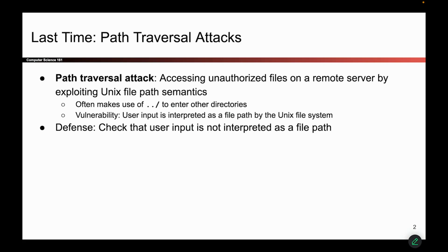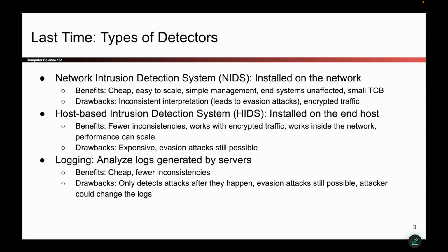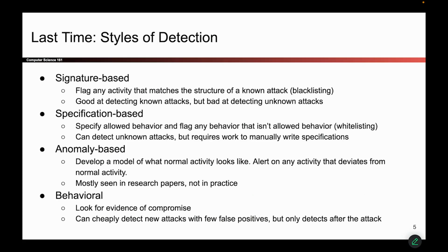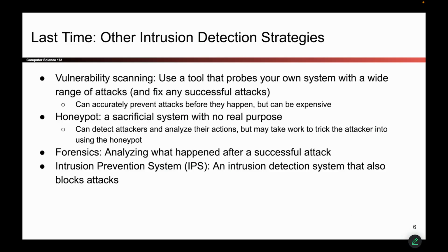So very quick reminder from last time, path reversal attacks are the example we used in last lecture, and these involve using .. to enter other directories. Then we talked about 3 places you can put detectors and their various trade-offs. We also talked about ways to measure detection accuracy, and we talked about trade-offs there. Then we talked about 4 ways you can detect things. So you can use allow lists, deny lists, build a model, or look for evidence of compromise. And then we finished by talking about some miscellaneous intrusion detection strategies. So that was what happened last time.